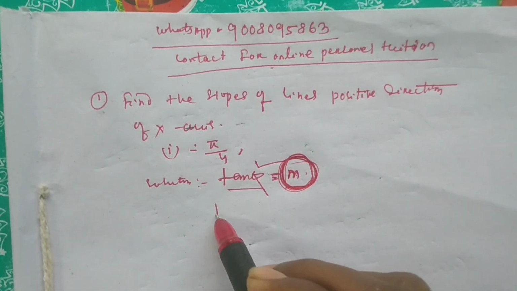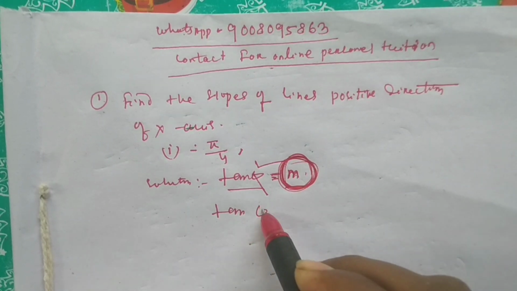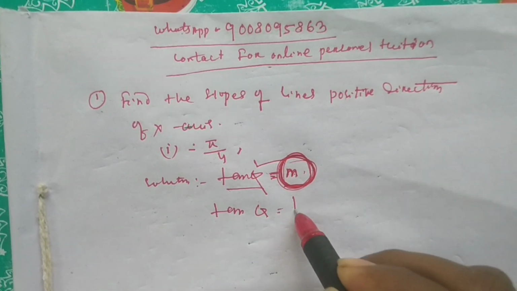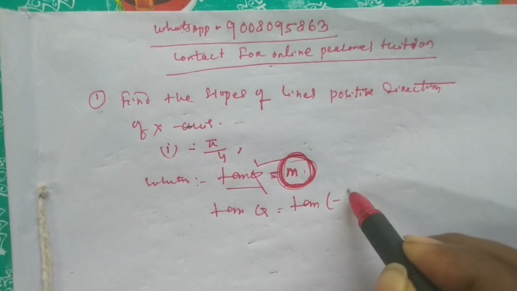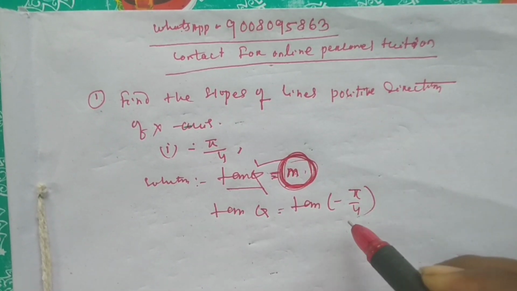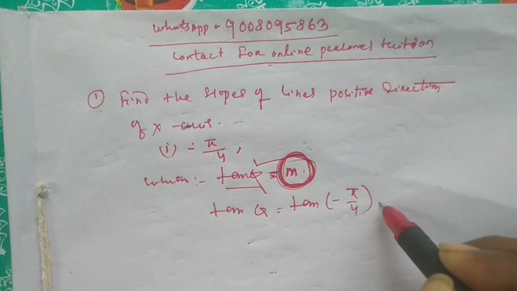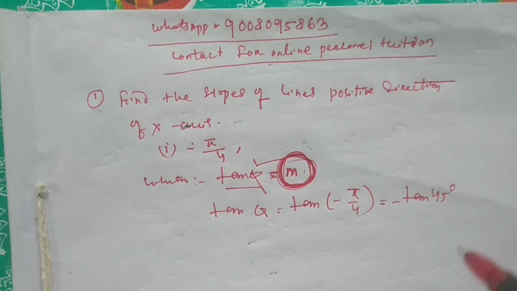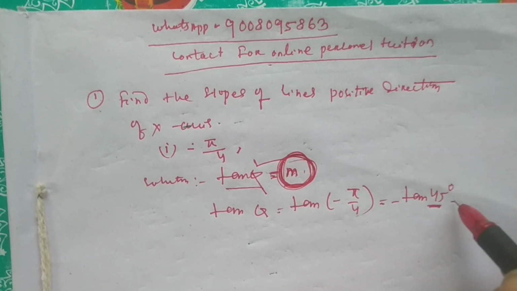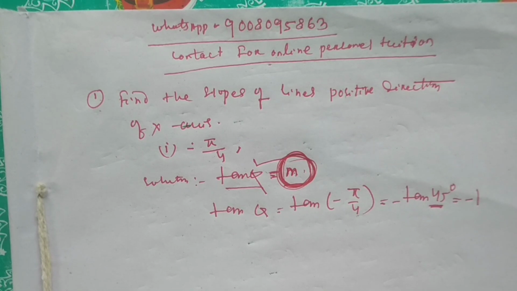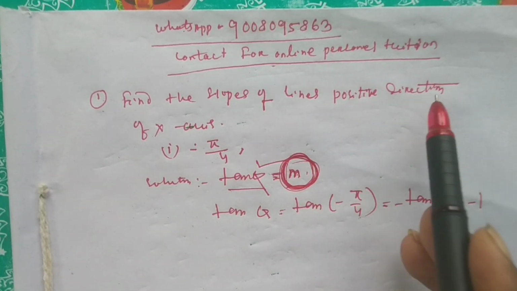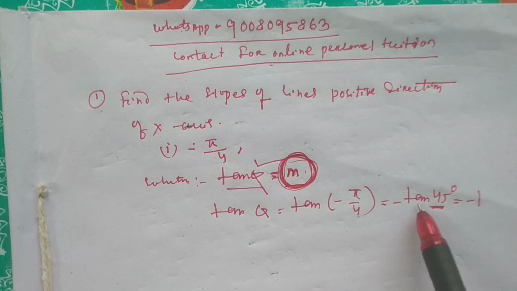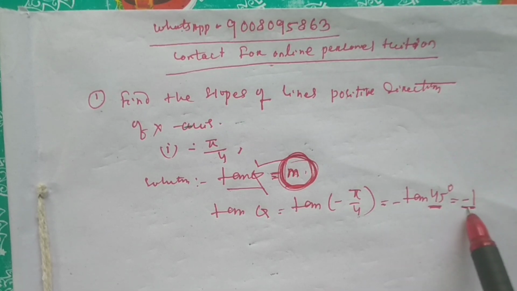Now I will write tan theta is equal to tan of minus pi by 4, which means minus tan 45 degrees. Tan 45 degrees has value 1, so that is minus 1. Understood? So the slope of the line in the positive direction is minus 1.